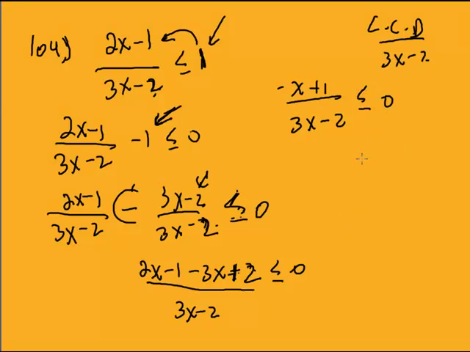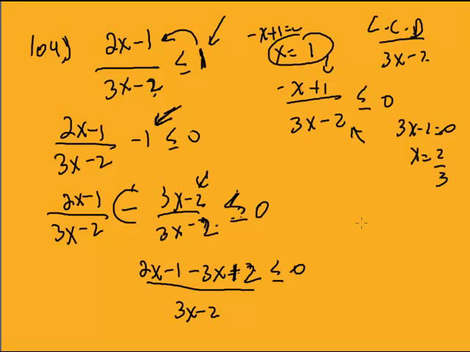So I have my two critical numbers. One comes from the bottom. When I set 3x minus 2 equal to 0, I get x is equal to 2/3. And the other critical number comes from the top. When I set negative x plus 1 equal to 0, I get x is equal to positive 1. So I have two critical numbers, positive 1 and 2/3.